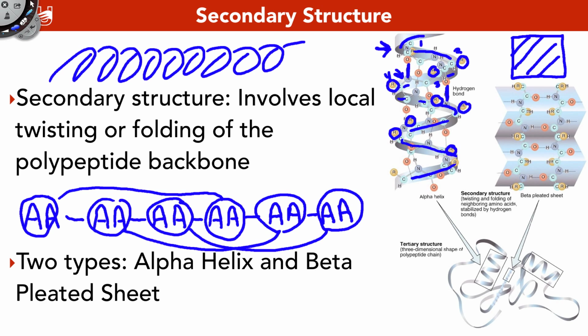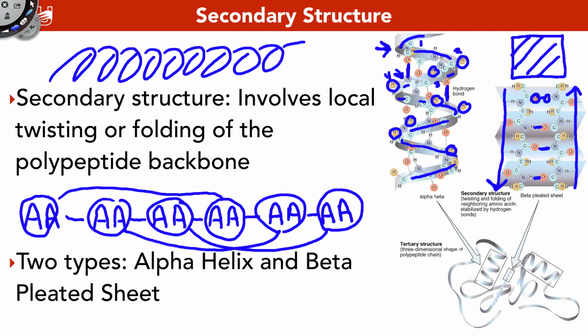Again, same idea. Do you see how here is the oxygen in our acid group? And see how I have a hydrogen in our amino group? They're forming a hydrogen bond, another hydrogen bond, another hydrogen bond. These are two separate chains of amino acids. So we can form a flat structure called the beta pleated sheet. So that is secondary structure.